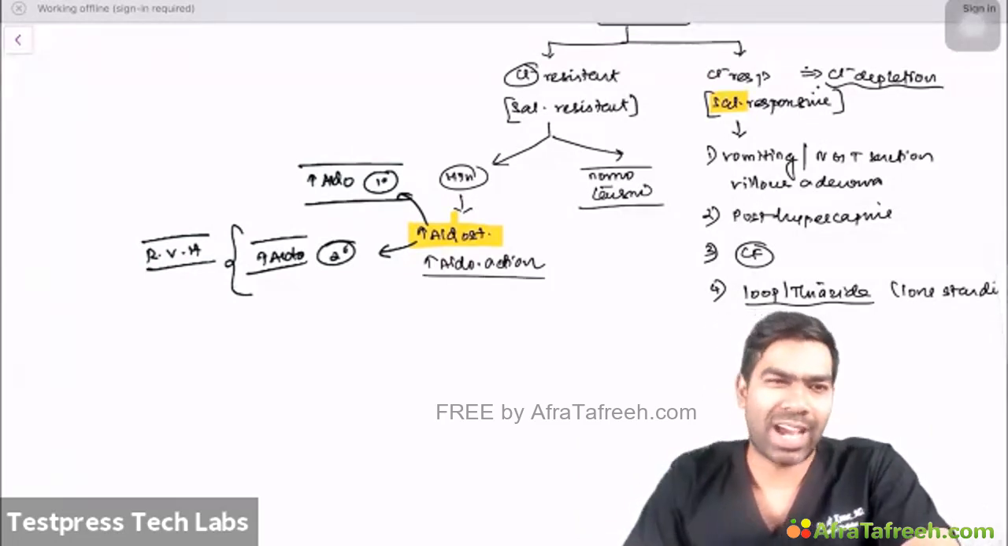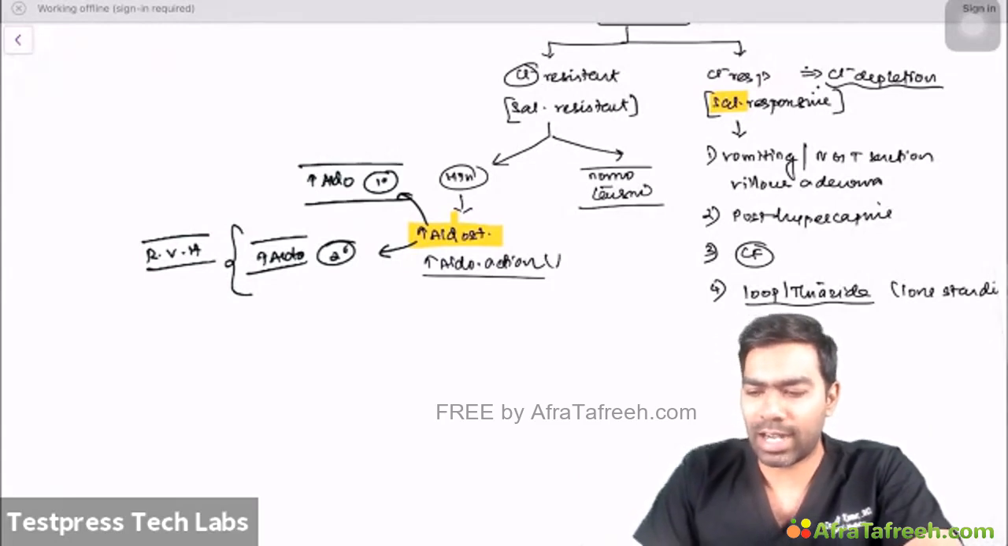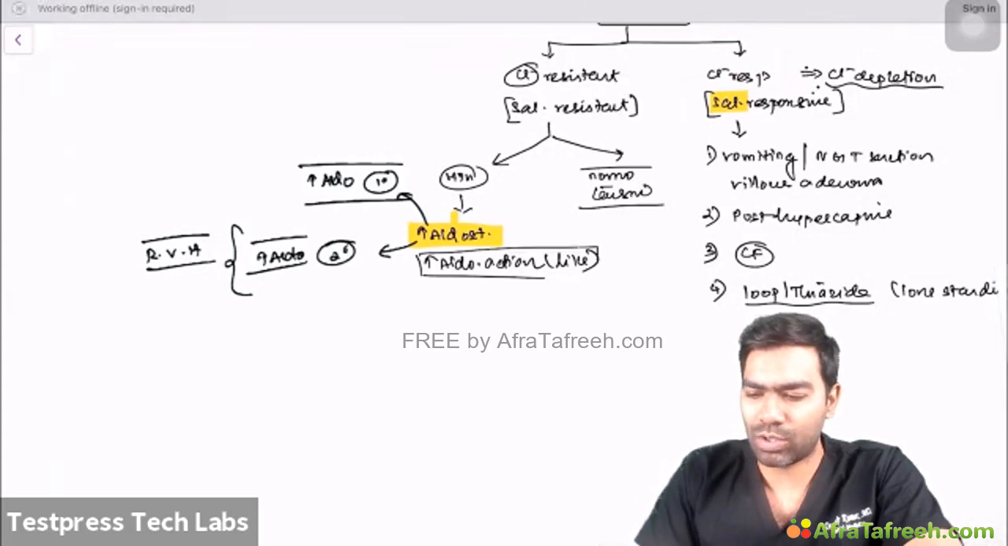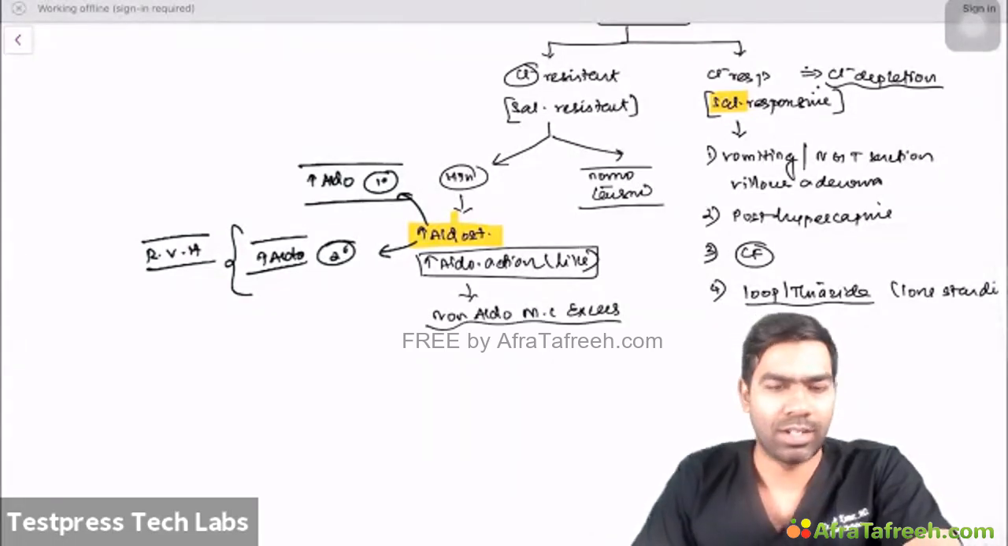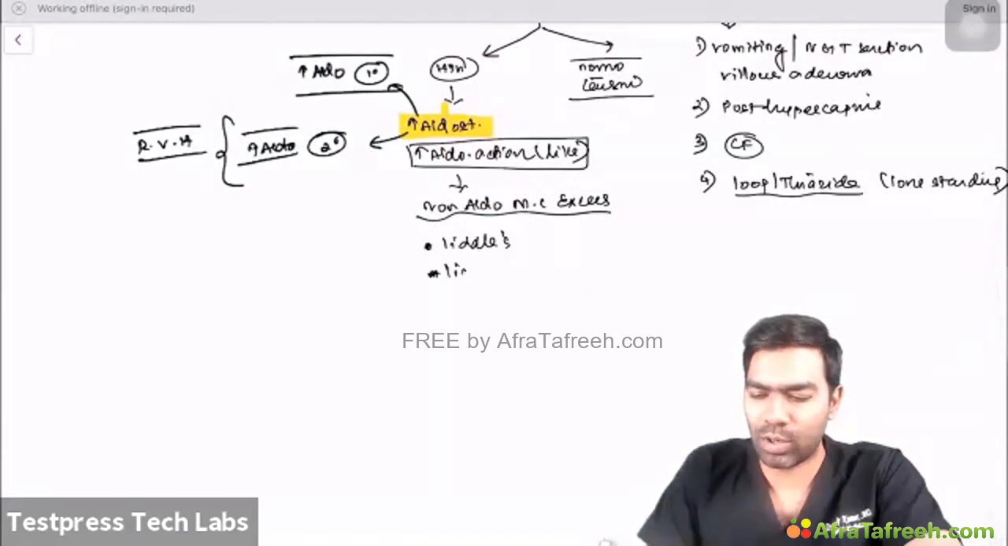Classic causes: renal artery stenosis, fibromuscular dysplasia, low renal perfusion, because of that high renin, high aldosterone causing this condition. Or increased aldosterone action, or I can say aldosterone-like action. This is a non-aldosterone mineralocorticoid excess, which is another name for increased aldosterone-like action. There are many conditions here. For example, Liddle syndrome, licorice ingestion, 11-beta-HSD deficiency. So many things are there in this.